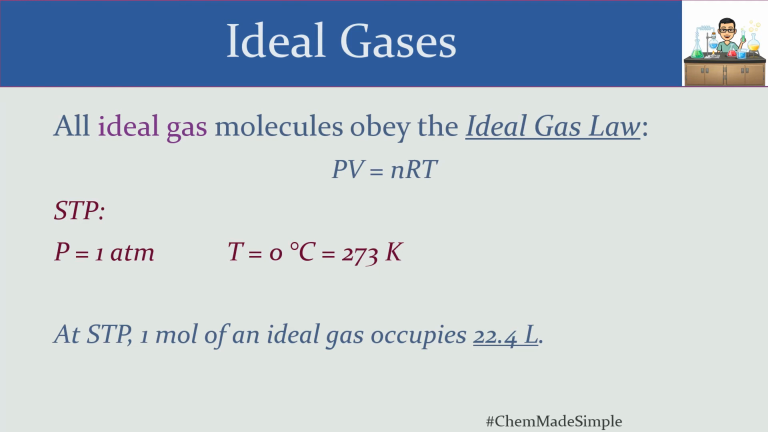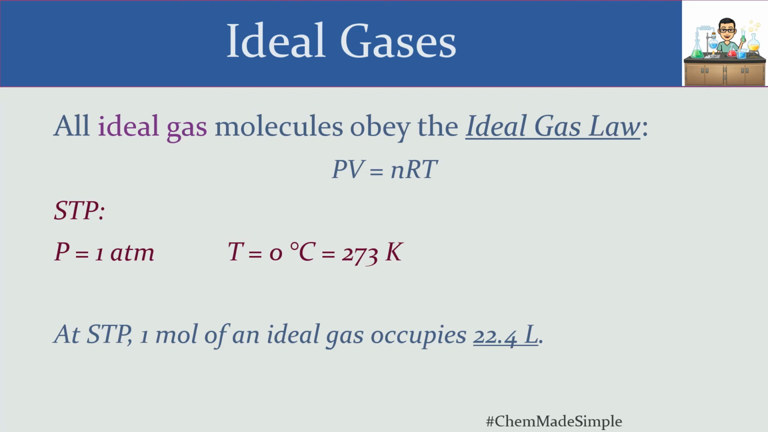And you can also check out multiples as well. So for instance, 2 moles of an ideal gas would take up twice as much space, 44.8. A quarter of a mole of an ideal gas would take up 5.6, right? If you divide 22.4 by 4. And so depending on what situation you're looking at, this is a very good approximation that doesn't have you resorting back to plugging in the values individually every single time.